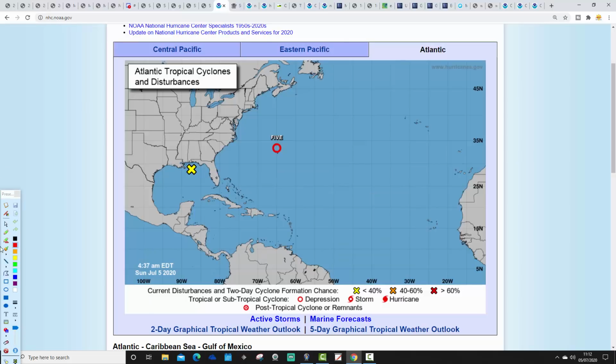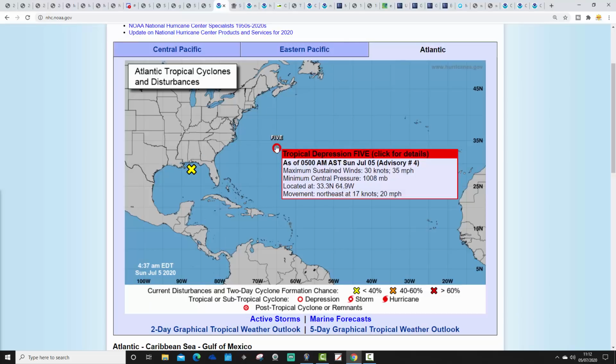So it looks like this trough is going to do something a bit like that, moving in that sort of direction, perhaps reaching the Carolinas, then moving out into the tropical Atlantic. And when it gets to around here, off the Carolinas, then it might develop into a storm.